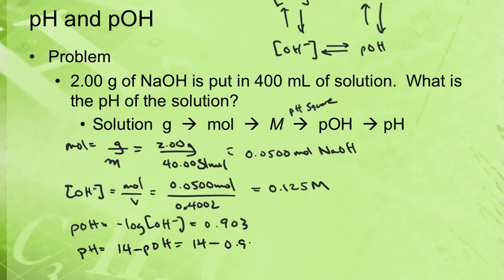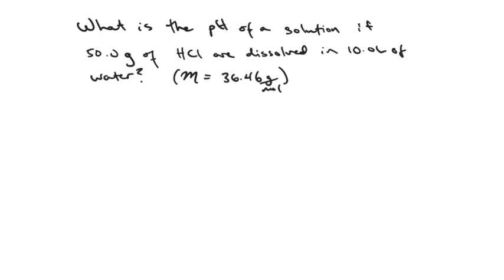14 minus 0.903 is going to be 13.097, and that's the answer. It's very basic, right? 14 is kind of the extreme of our scale, and this is 13.097. So this is pretty darn basic.